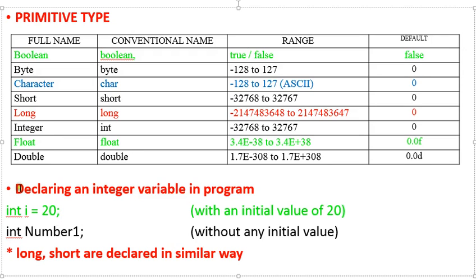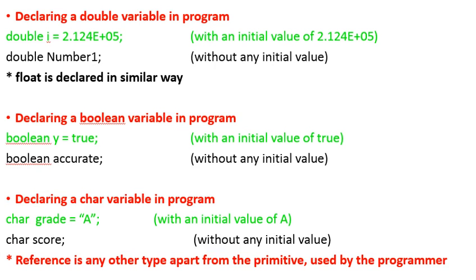If you want to declare the long and the shorts, you declare them just like we declare integers here. You can declare them with initial value or without initial values. Now let us declare a double, a variable that is of double type.